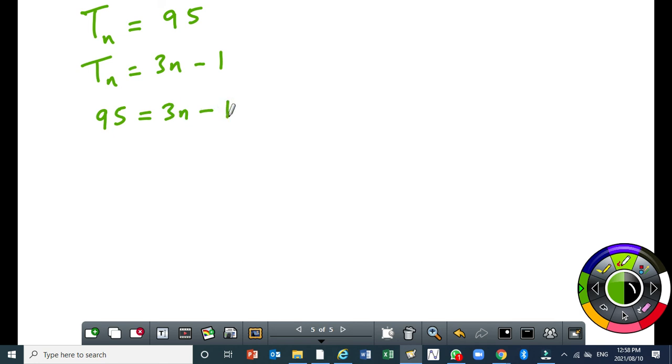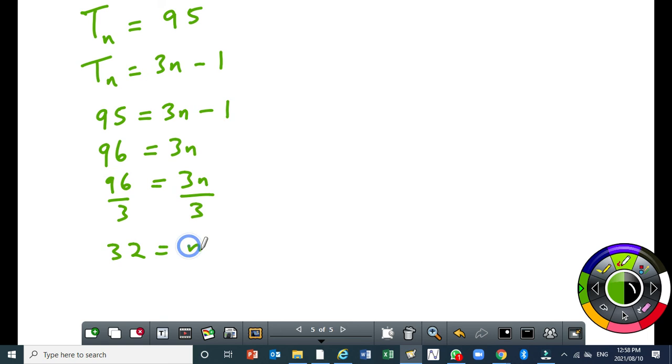And then we solve this. So it will give us 96 equal to 3n. Then we divide both sides by 3. So 3 into that, we end up getting 32. So what this means is that the position of 95 will be the 32nd term. Alright? So it's very easy and it's very, very straightforward.